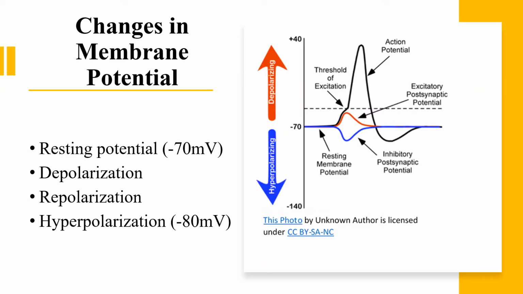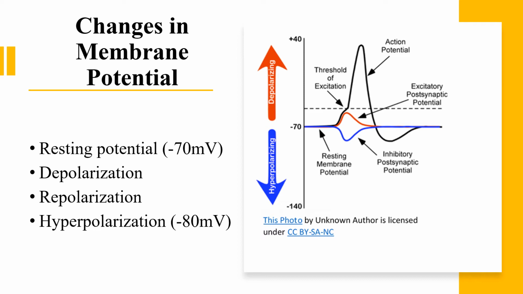At rest, the membrane is polarized at -70 millivolts in a typical neuron, and this is called the resting potential. On the picture on this slide, in the middle of the graph, we have a value of -70, which represents the resting membrane potential.